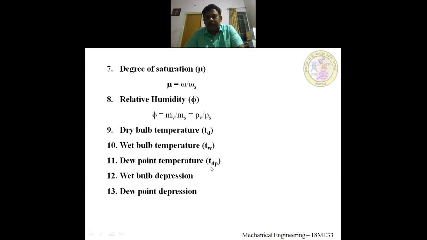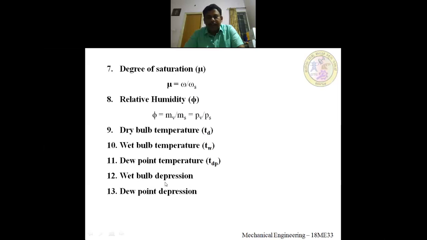Next one, dew point temperature. It is represented by the symbol T suffix dp. Here dp represents dew point, and T stands for temperature. It is the temperature recorded by the thermometer when the atmospheric air begins to condense. When it begins to condense, the corresponding temperature measured is known as dew point temperature.